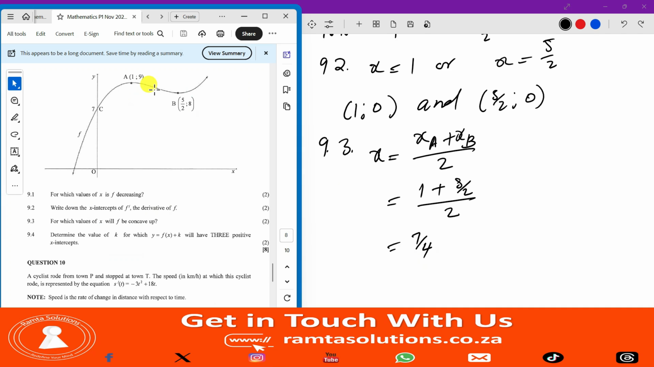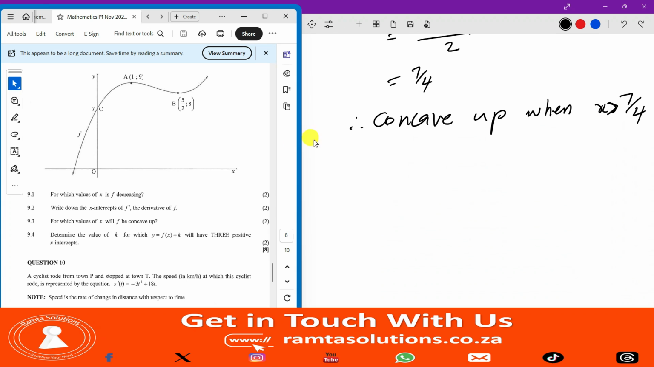So for it to be concave up, the x values must be greater than the point of inflection. Therefore, this is when x is greater than 7 over 4. Okay, let me just say this: therefore, concave up when x is greater than 7 over 4. Okay, all right.